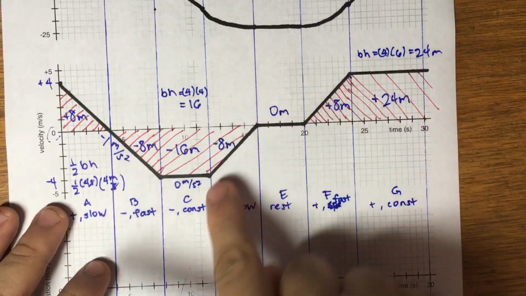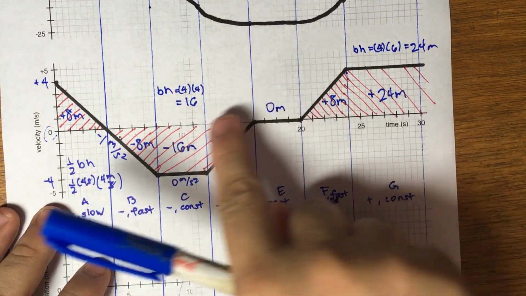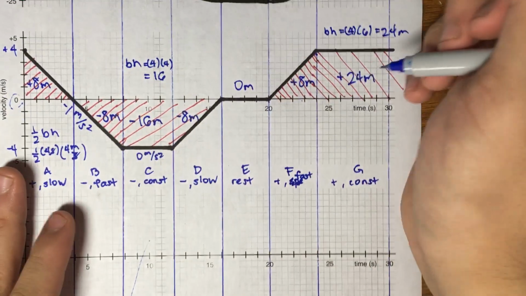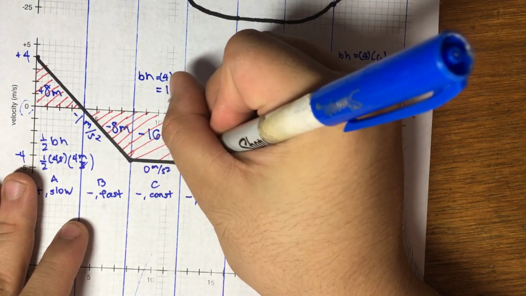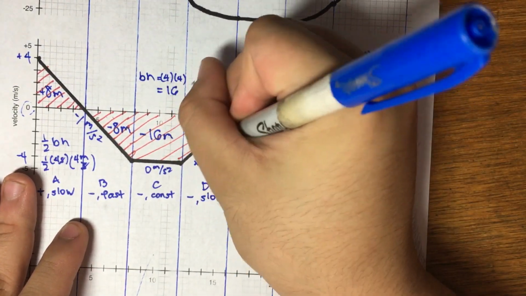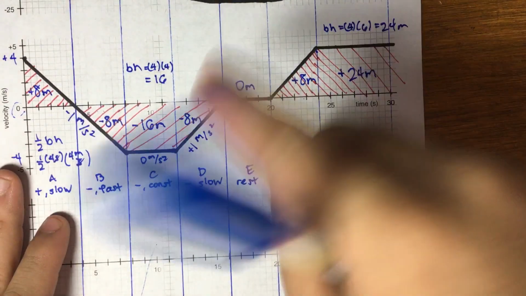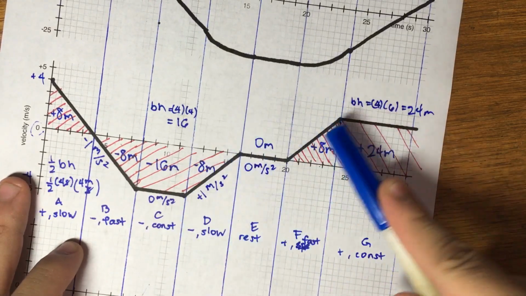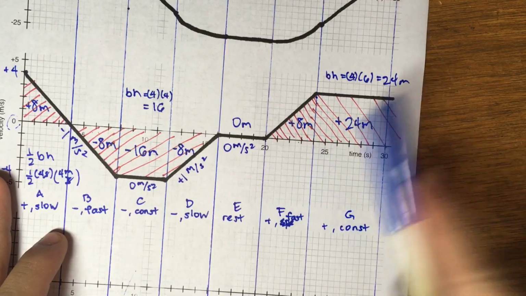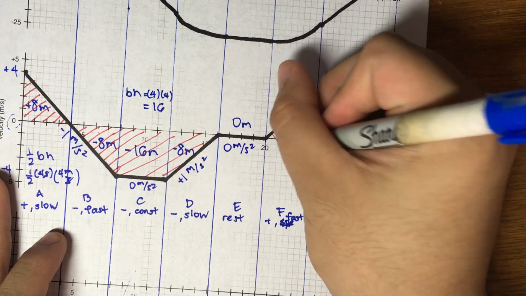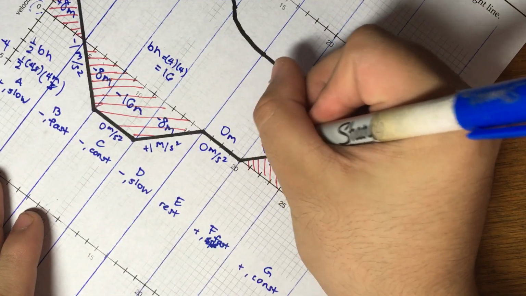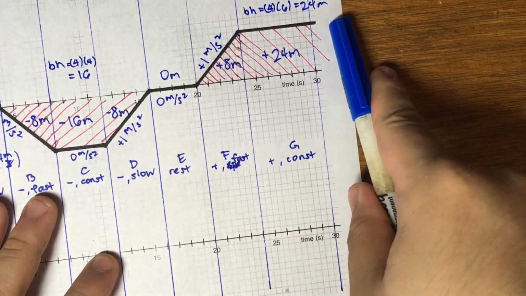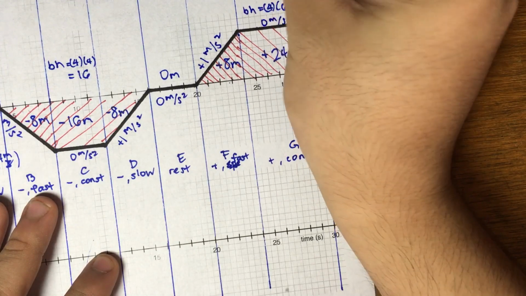Over here, what's your rise? You go up 4. What's your run? You go run 4. Okay, so 4 divided by 4 is simply 1. So this part here has an acceleration of positive 1 meter per second squared. Again, horizontal lines, 0. And for this one, it's almost similar to this. You go up 4, you run 4. So 4 divided by 4 is simply 1. So this one has a slope of 1 meter per second squared in the positive direction. And again, this is a horizontal line, so 0 meters per second squared.